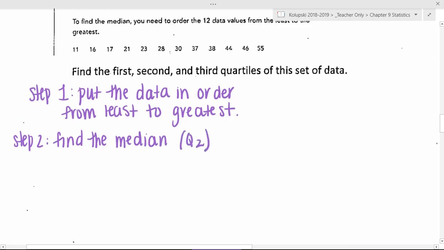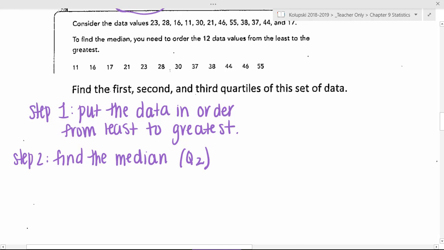We call that quartile 2. And we use a method called ping pong. We go from least to greatest, and we cross out as we go. So if I put a line here, it cuts the data in half.